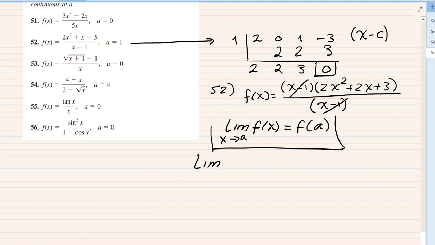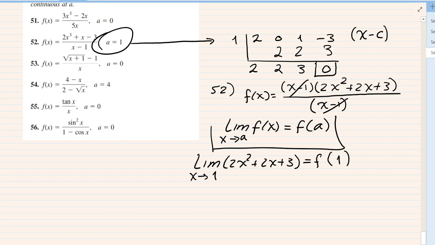So what will the limit be as x approaches 1? We are given a is 1 in number 52. And the function is 2x squared plus 2x plus 3. And that should equal f at 1. So plug in 1 for the limit. You get 2 and 2, 4 and 3, 7. Right? We get 7 there. That's for the limit. Now we already know that f at 1 has to be 7.